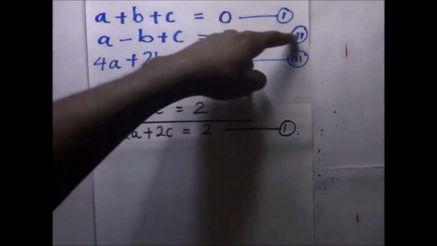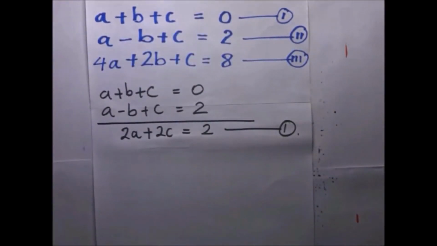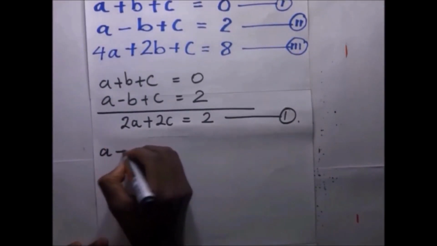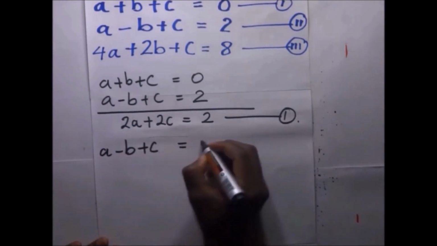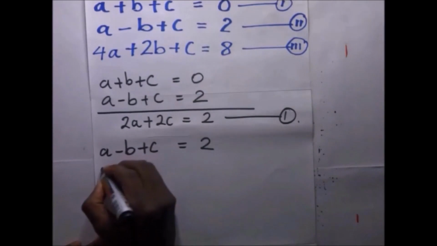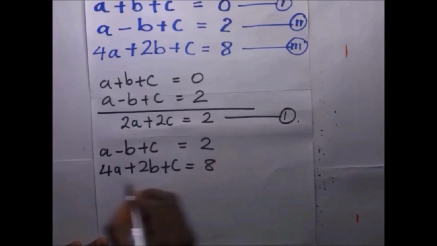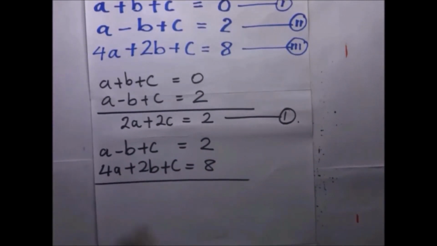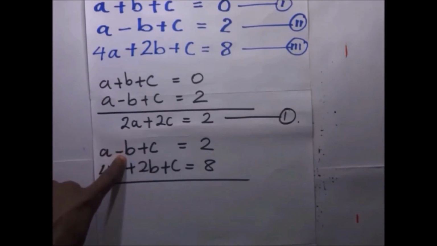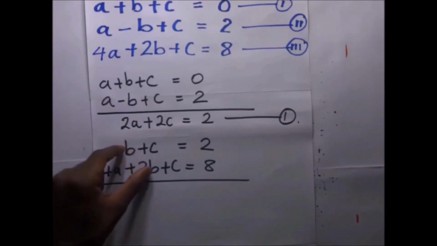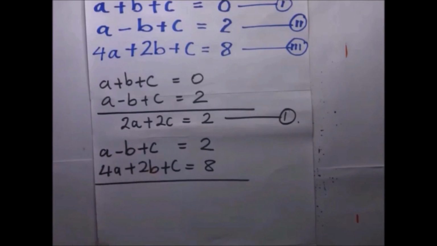So now we pair equation 2 and equation 3 to get another equation, but with the intention of eliminating b. So when we pair those two, a minus b plus c is equal to 2. Then we have this one, 4a plus 2b plus c is equal to 8. Now for us to be able to eliminate b here, here the coefficient of b is 2, here the coefficient of b is negative 1. If the coefficient of b here was negative 2, it would simply be negative 2b plus 2b. Negative 2b plus 2b would make this 0. The value of b will disappear.